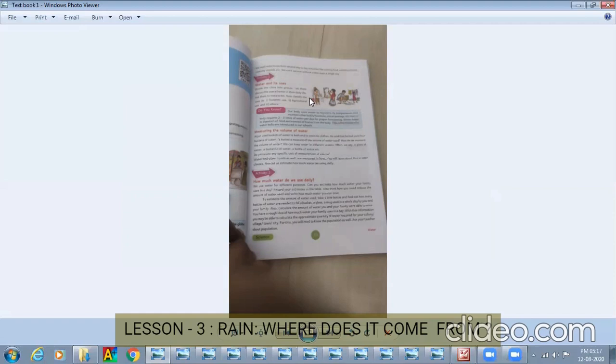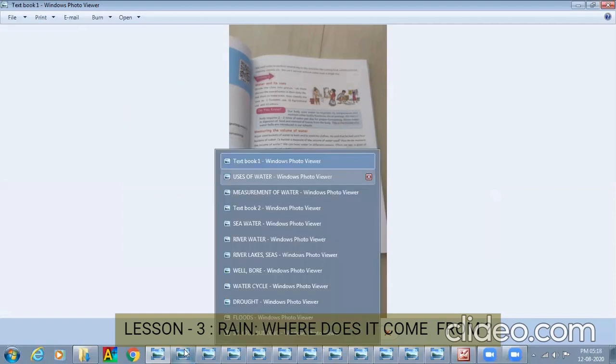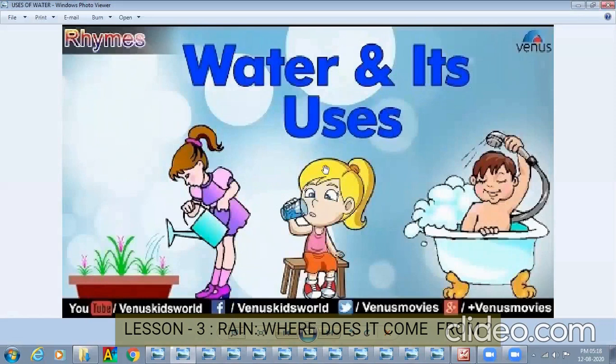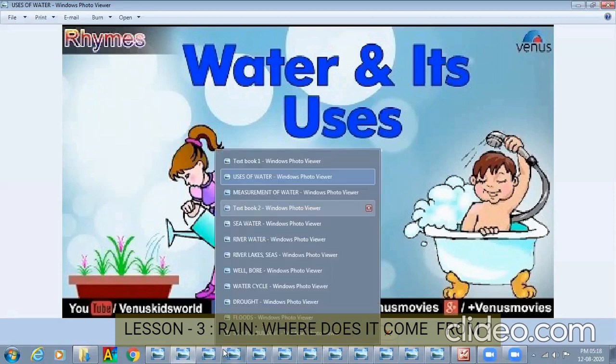And in what way is water useful for us? It is useful in many ways. We use water for drinking purposes. You can see this picture, children, how the water is useful. The girl is drinking water. The boy is bathing. And this girl, she is pouring water to the plants. In this way, water is useful in day-to-day life.